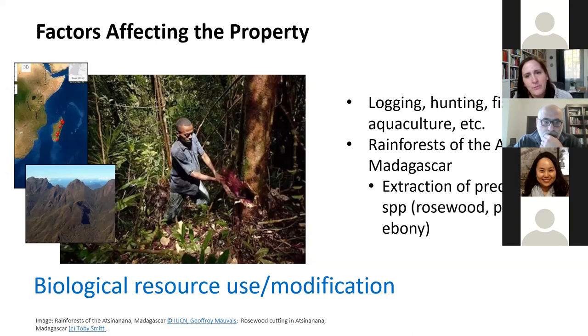Biological resource use and modification. Now, this is something that for a long time, I think cultural properties were ignoring as something that was only affecting the nature sector. But we have a huge category of cultural landscapes, and a lot of these issues are really important to understand the human interaction with the environment, and when things are working well and they're supporting the values of the property, and when the changes are negative.